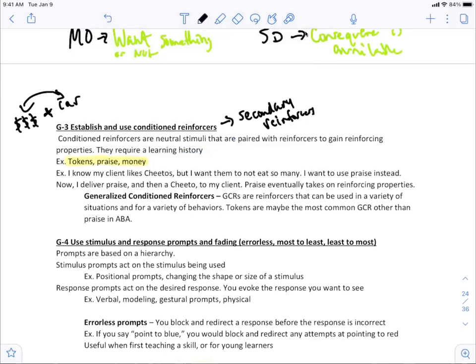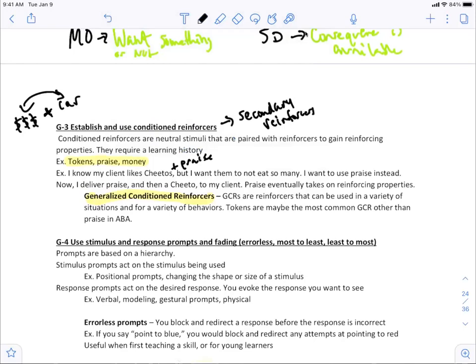You're going to pair those Cheetos with praise or tokens, and we establish a generalized conditioned reinforcer, a GCR, reinforcers that can be used in a variety of situations and a variety of behaviors. Tokens are the most common GCR probably because you can use them anywhere. Praise is a fantastic generalized conditioned reinforcer. If you can make yourself a generalized conditioned reinforcer, you've hit the jackpot because the kid's just willing to work for you. But you can only do that by pairing yourself with other things that are already reinforcing. Pairing is essential to establishing these conditioned reinforcers.